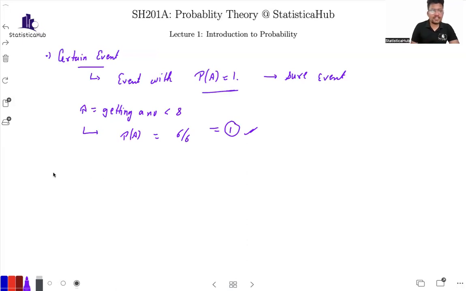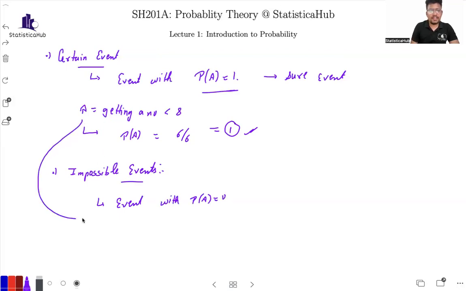Okay, then we are having some sort of events that are known as impossible events. So this will be an event with probability 0. Event with probability of A that is 0. Okay, so in the same example, I can define the event A in a different form. Event A says getting a number greater than 8. So you see the probability of event A will come out to be 0.